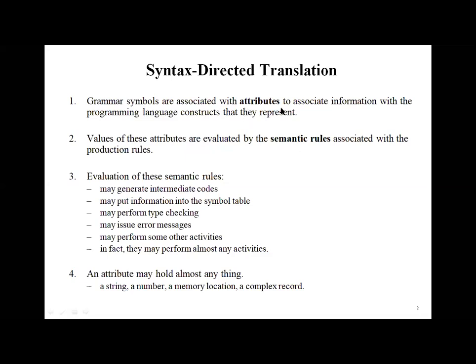So attributes are associated with grammar symbols and some rules are there. Using the rules, the grammar will execute and perform some task. The evaluation of these semantic rules depends on many factors. They may generate intermediate code, may issue some error message, do type checking and others. An attribute may hold almost anything: a string, a number, a memory location, or a complex record.